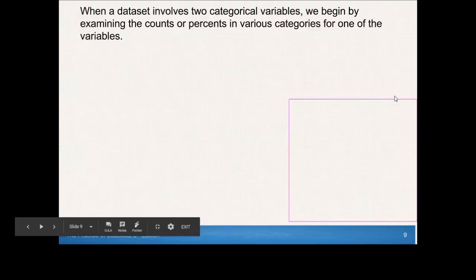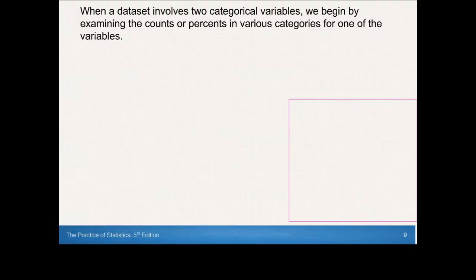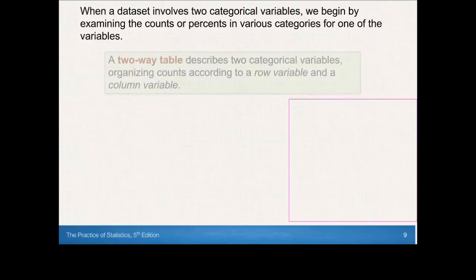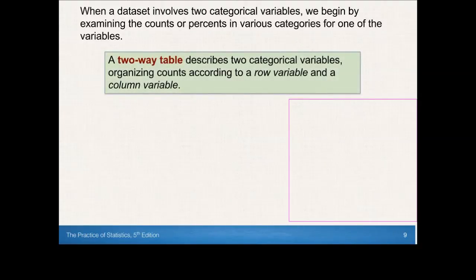Take a look at page 11 of your textbook, and that's where two-way tables and marginal distributions start. When data involves two categorical variables, we begin by examining the counts or percents in various categories for one of the variables. So we get what's called a two-way table. This describes two categorical variables rather than just one, organizing counts according to a row variable and a column variable.